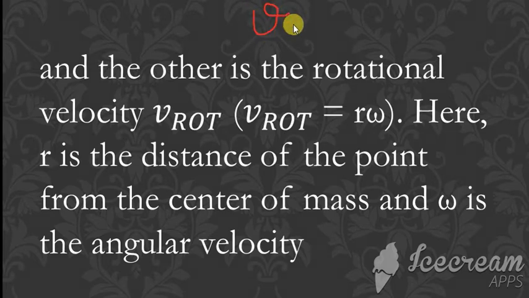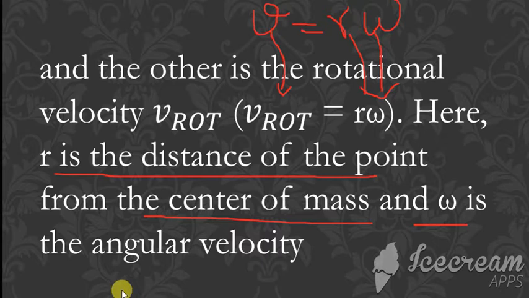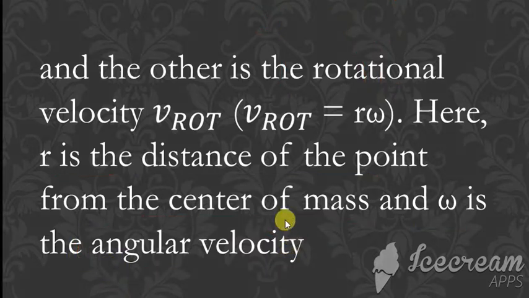This we have seen already in the relation between linear and angular velocity. What is the relation between linear and angular velocity? V is equal to R omega, is it not? Where V is the linear velocity and omega is the angular velocity. Here instead of V we are writing V rotational, which is equal to R into omega, and here r is the distance from the center of mass and omega is always the angular velocity. Clear? So we have got the equation for V rotational.